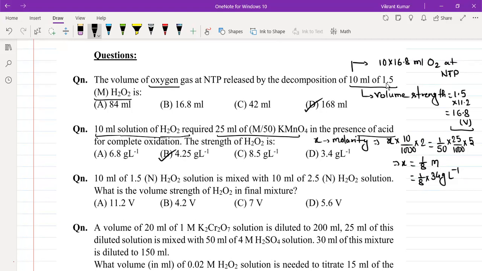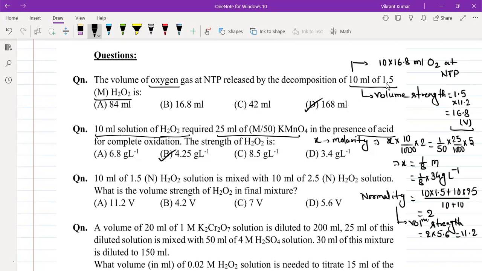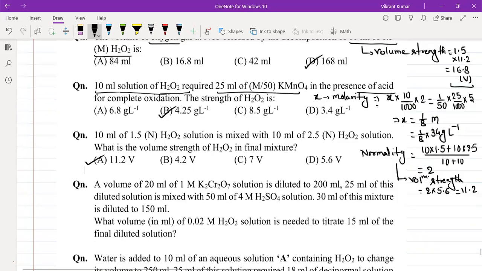It will have final normality will be 10 into 1.5, that is milli equivalents of first H2O2 solution का H2O2, 10 into 2.5 upon 10 plus 10, and that is 2 आ जाएगा. And after getting that, volume strength will be 5.6 times of it. 2 into 5.6, that is 11.2. Okay, that's third question. Fourth question.